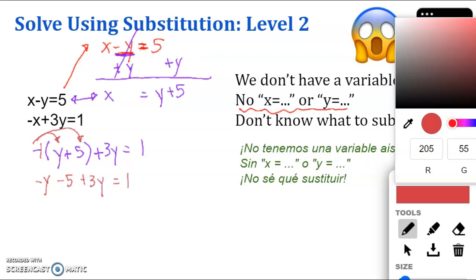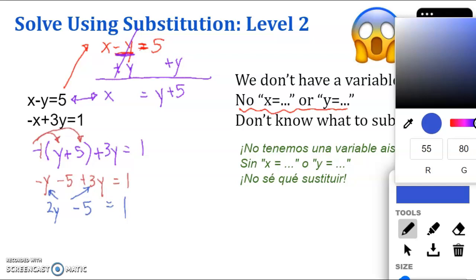And then from here, I see that the like terms are my negative y and positive 3y. So negative y plus 3y is 2y, because negative 1 plus 3 is positive 2. And then we still have negative 5 on that side is equal to 1. From here, I can solve this two-step equation.